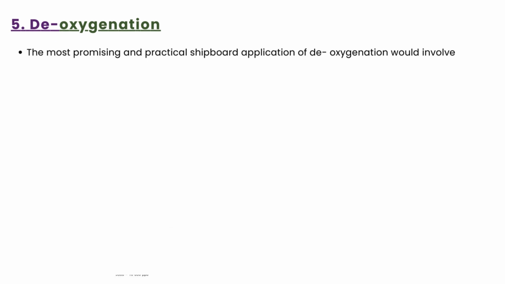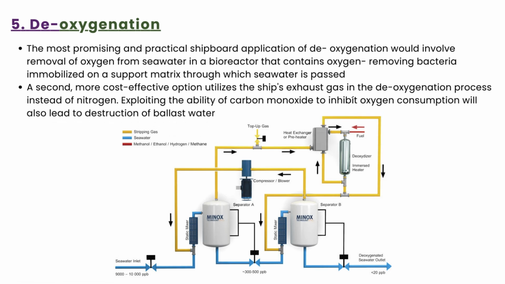The most promising and practical shipboard application of de-oxygenation involves a removal of oxygen from seawater using a bioreactor that contains bacteria immobilized on a support matrix through which seawater is passed. A second, most cost-effective option utilizes the ship's exhaust gas for the de-oxygenation process instead of nitrogen. Exploiting the ability of carbon monoxide to inhibit oxygen consumption will also lead to the destruction of organisms in ballast water.